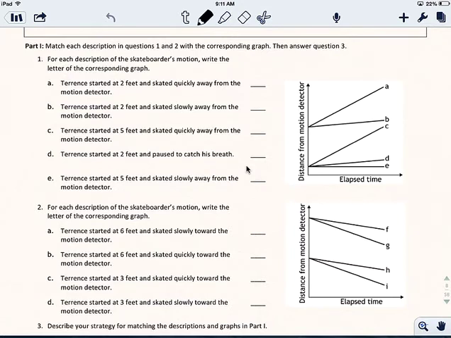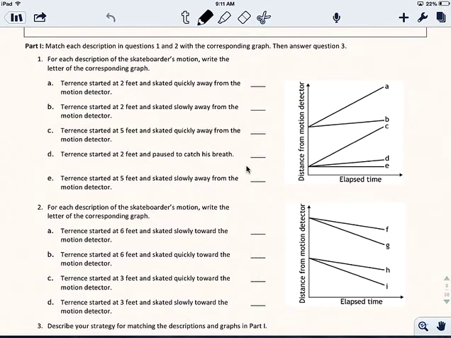So we're trying to associate words like steepness with the rate. We're trying to associate the direction, positive or negative, of the graph with whether or not Terrence is skating towards or away from the motion detector. And so listen to the reasoning really closely. We're just going to work through number one, and then your job is going to be to do the second problem here. All right, let's get to it.